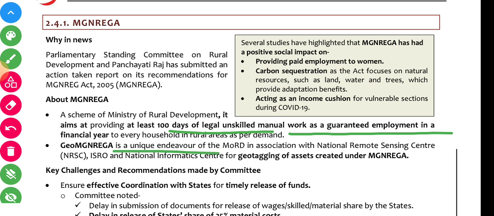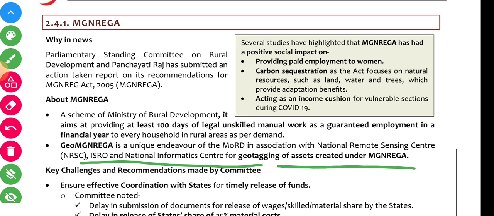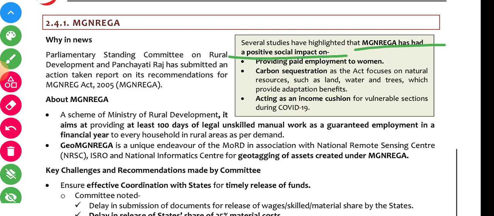Geo Manrega is a unique endeavor of the Ministry of Rural Development in association with National Remote Sensing Center, ISRO, and National Informatics Center for geotagging of assets created under Manrega. Several studies have highlighted that Manrega has had a positive social impact because more workers work under Manrega, and even during COVID-19, Manrega had worked very efficiently for the migrant workers.